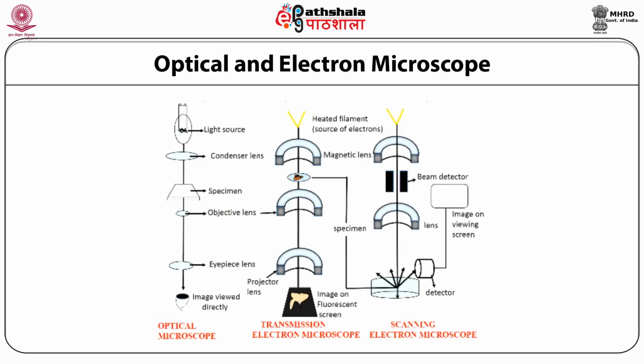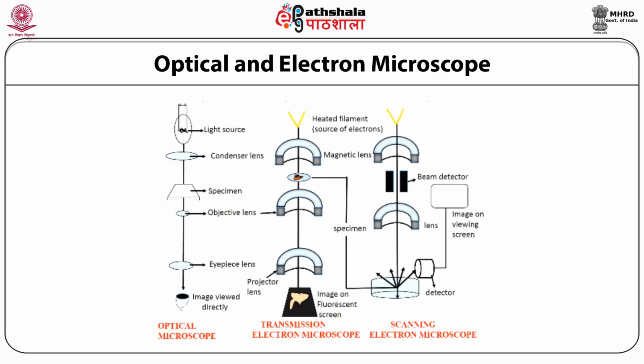Optical and electron microscopes. The schematic diagram with details of components for the optical and electron microscopes is shown in the figure below. The wavelength of visible light used as a source is generally between 400 to 700 nanometer for optical microscopes, whereas the wavelength of the electrons used as the source is approximately 0.02 nanometer in the case of electron microscopes.